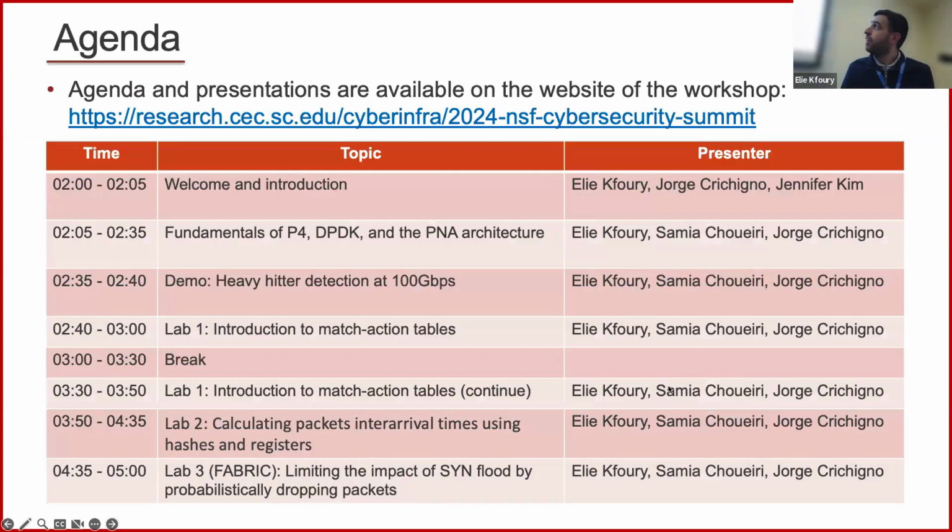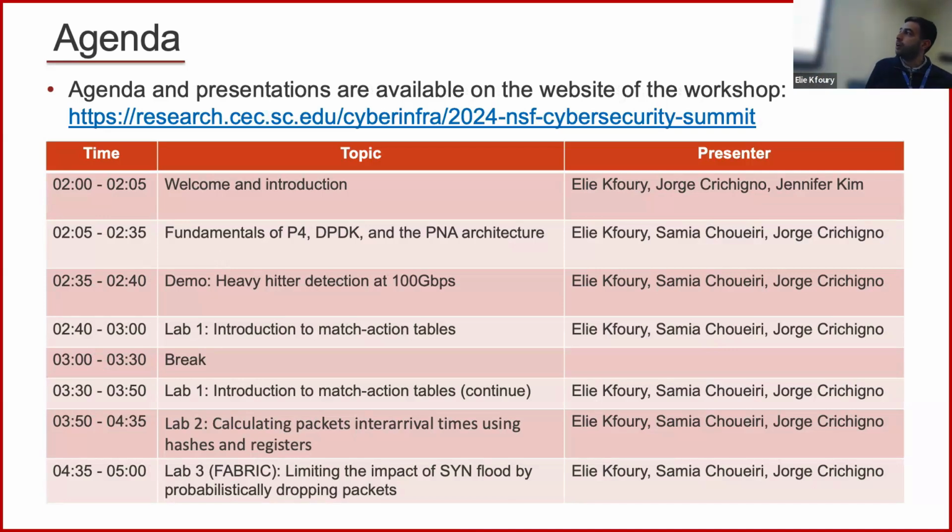So in this slide here, I'm showing the agenda for today. We're going to do a little bit of background on P4 and DPDK and P4-DPDK, the intersection of both. Then I'm going to show you a quick video demo showing how we implemented heavy hitter detection using P4-DPDK running at high rates, approaching 100 gigabits per second. Then we're going to do some hands-on labs.